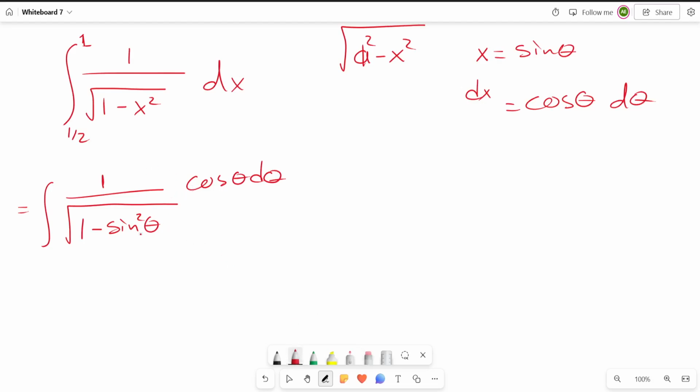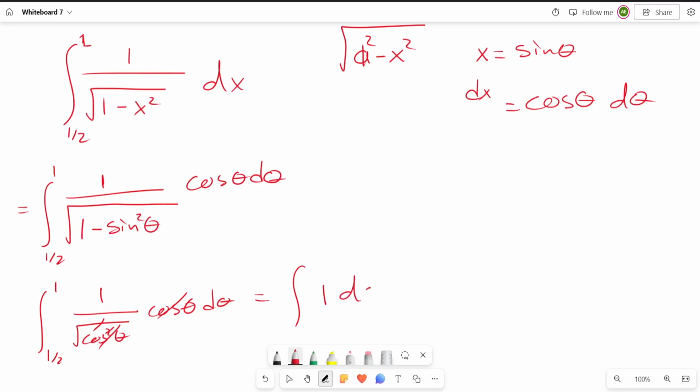Okay, so now 1 minus sine squared theta, from the trig identities, I know that this is equal to cosine squared theta. So I can rewrite this as integration from half to 1 of 1 over square root cosine squared theta times cosine theta d theta. Over here, the square is going to cancel with the square root, and cosine theta will cancel with cosine theta, and I will only have an integration of 1 d theta, which is from half to 1. So doing this integration is super simple.